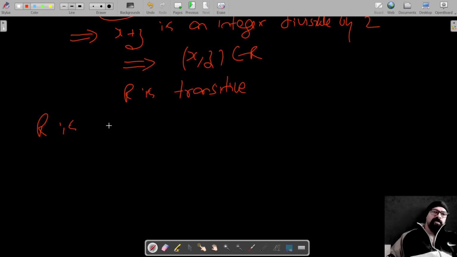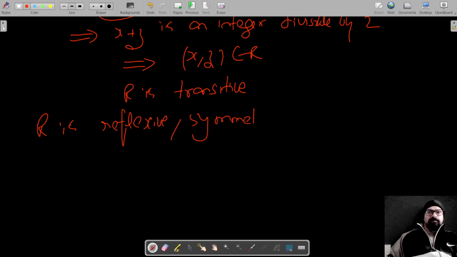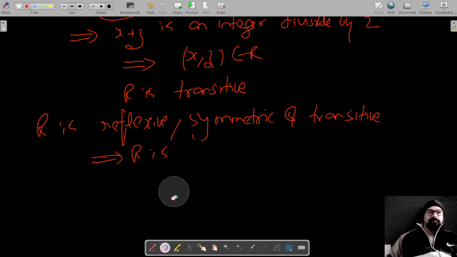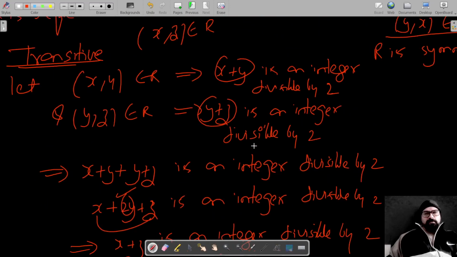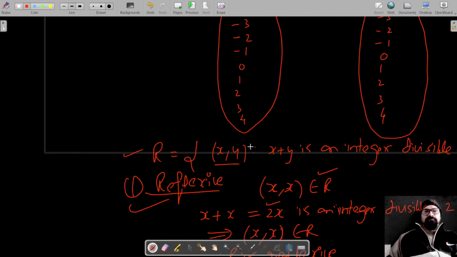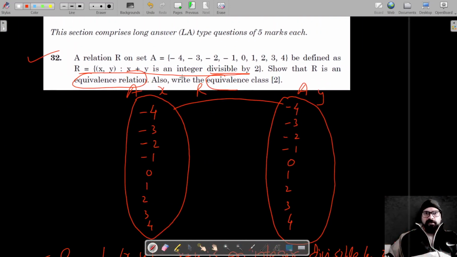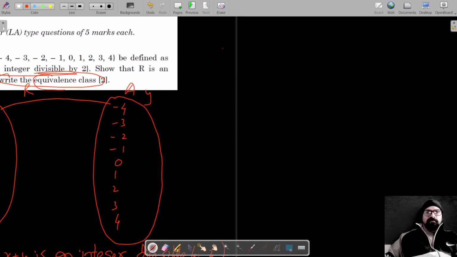Now we have shown that R is reflexive, symmetric and transitive. So this implies that R is an equivalence relation. Okay. If R is an equivalence relation, so next is to find the equivalence class for the set.